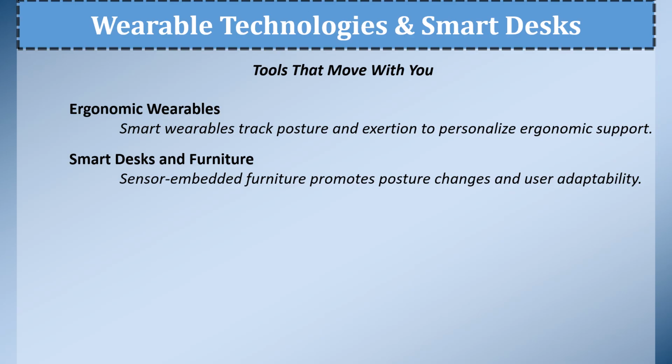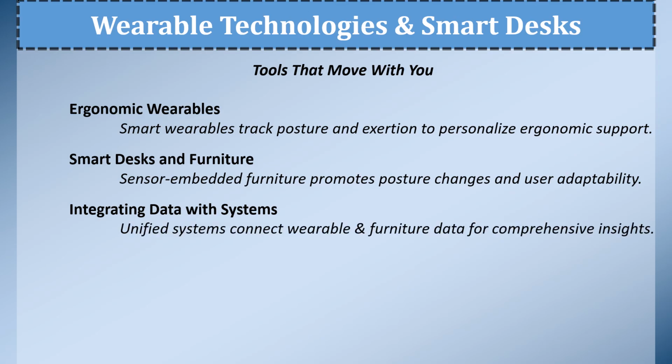Smart desks and furniture. Height-adjustable desks, intelligent chairs, and footrests are increasingly integrated with sensors. These smart furnishings detect user positioning and prompt movement or posture changes. They support an adaptive workspace that aligns to the user's ergonomics needs in real time.